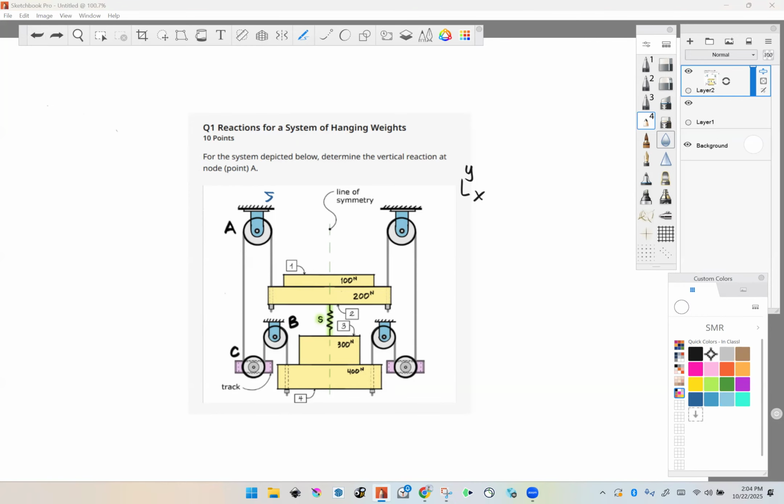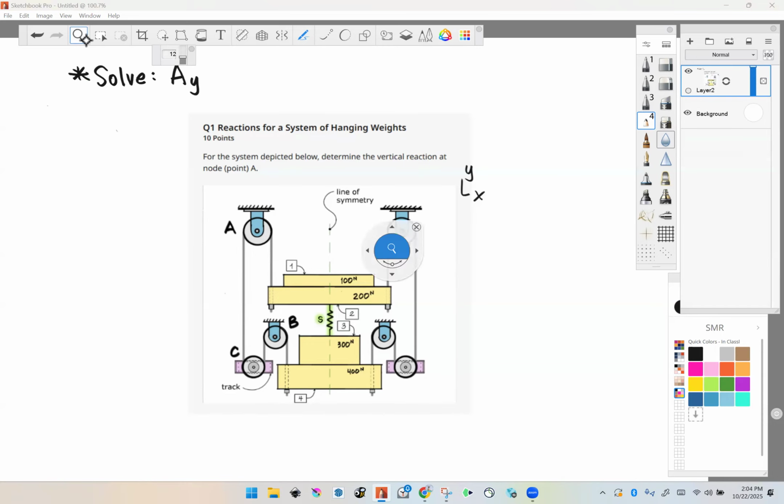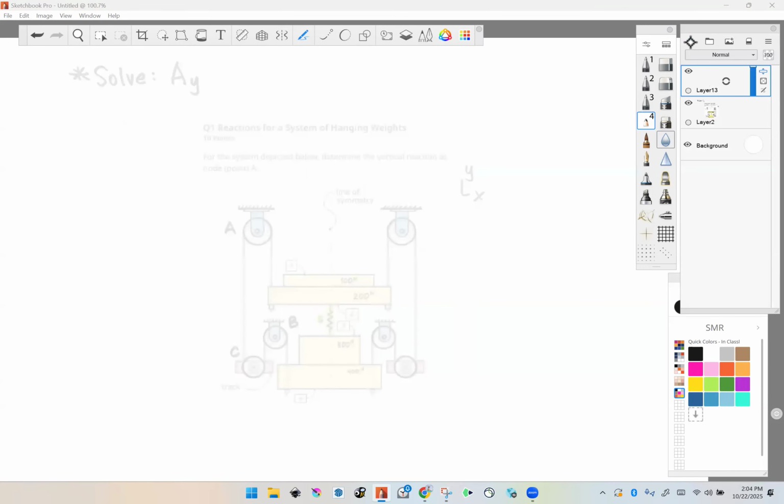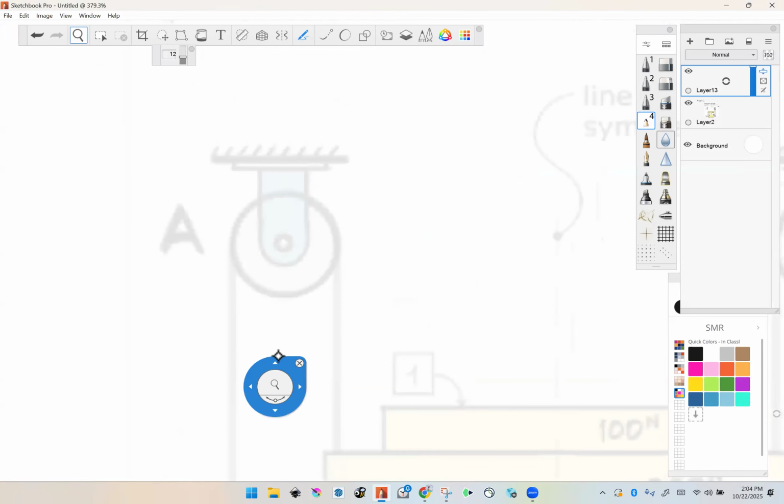So we are looking to solve A sub Y. That's what we're asked to do. And just like everything else in statics, we are going to focus on our free body diagrams. You may need multiple free bodies in order to solve this one. So I'm going to come over here to node A.